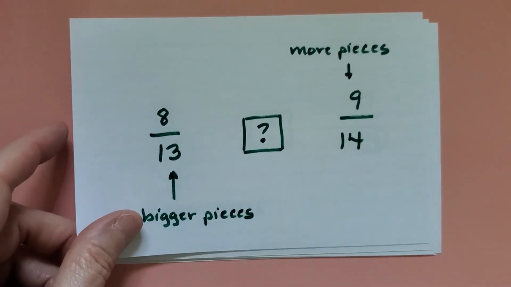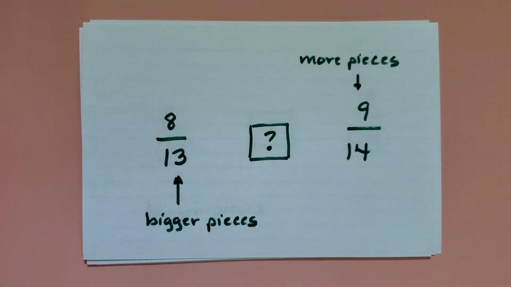So putting that together, we see that 9/14 has more pieces, 9 pieces, but 8/13 has the bigger pieces. So then the question is, which fraction is bigger? Well, this type of reasoning won't really help us decide that because one fraction has more pieces, but they are smaller pieces. We can't really make a conclusion based on the size and the number of pieces.